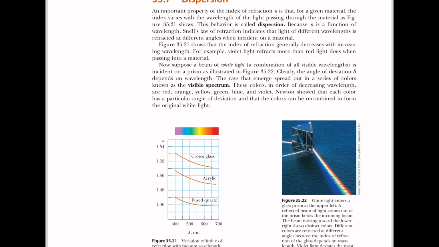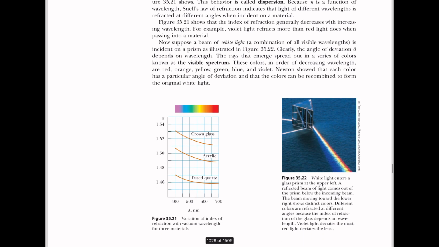Figure 35.21 shows that the index of refraction generally decreases with increasing wavelength. For example, violet light refracts more than red light does when passing into a material. Now suppose a beam of white light, a combination of all visible wavelengths, is incident on a prism as illustrated in figure 35.22. Clearly the angle of deviation, delta, this is a little Greek letter, lowercase delta I believe, depends on the wavelength.